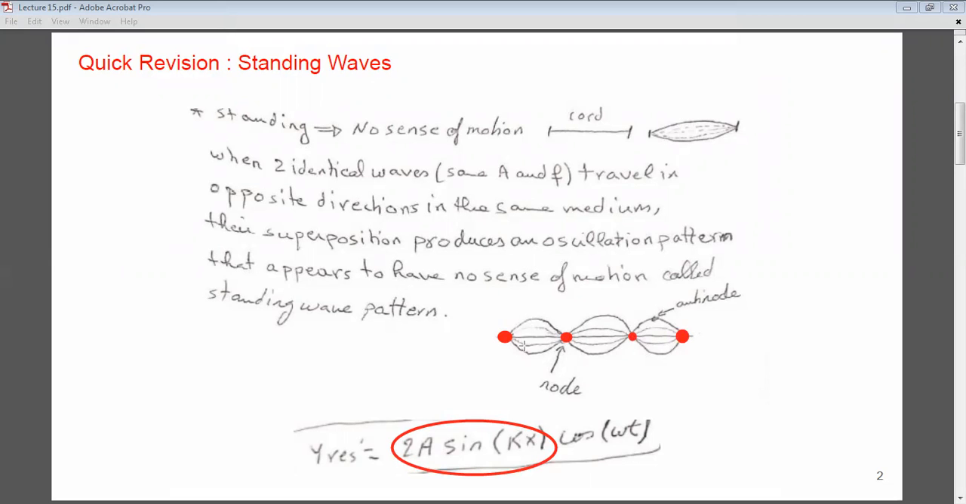And the antinodes happen when sine kx is 1. Then the resultant y will be 2a, and these we call antinodes. We also found the distance between nodes. For example, the distance from one node to another is lambda over 2, and the distance between a node and an antinode is lambda over 4. So go back to the previous lectures to see all these things.